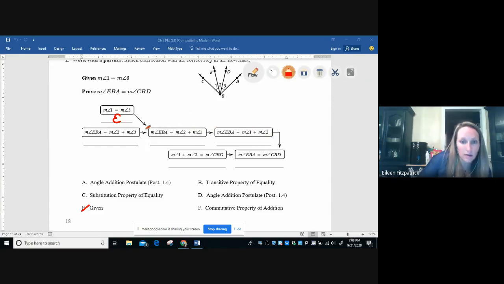Okay, so that's how it kind of works. All right, so we have the measurement of angle EBA. So look at the diagram. EBA, that angle there, is made up of angle 2 and 3. That would be angle addition postulate. That's A.